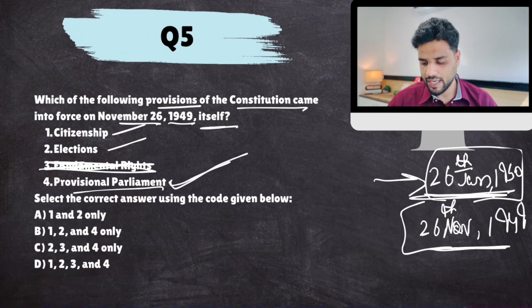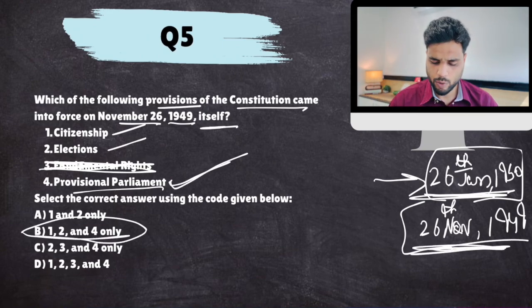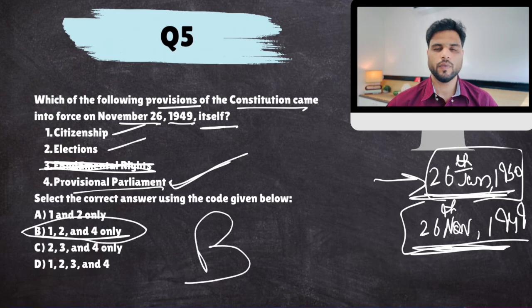That was definitely enacted on 26th November. So it would come out to be 1, 2, 4. Okay? The emergency provisions, the immediate provisions were enacted on 26th November. The provisions that could have waited were selected to be enacted on 26th January.